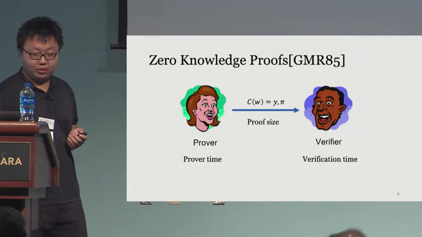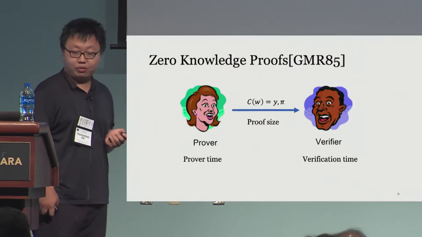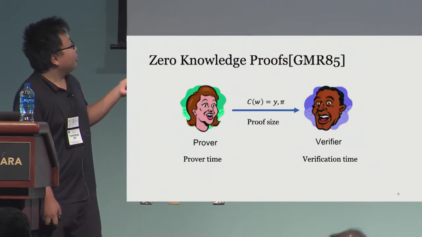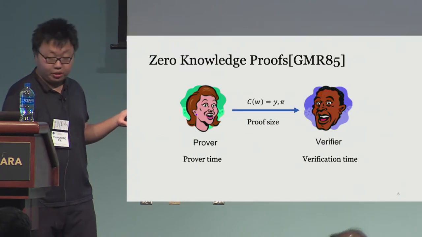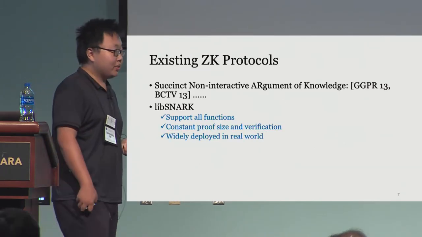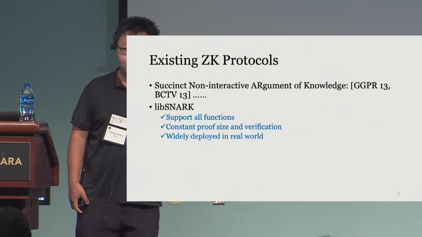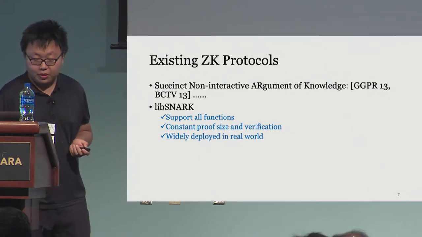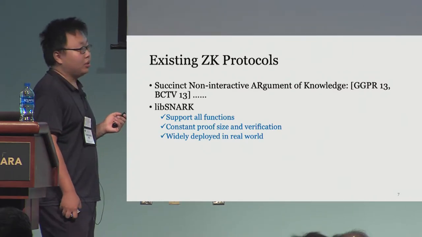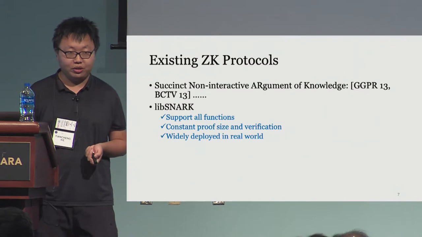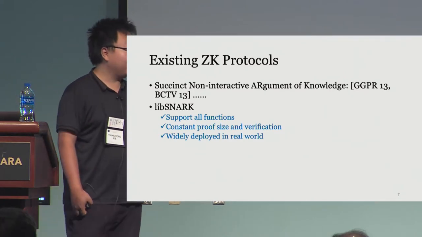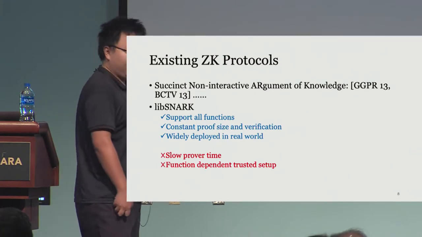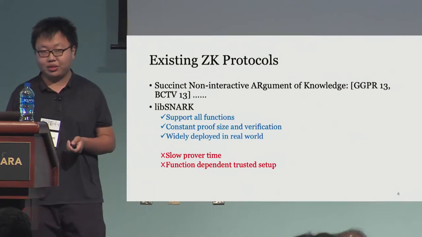There are three major criteria for zero knowledge proof protocols: prover time, proof size, and verification time. The category we are focusing on is protocols with succinct proof size and fast verification time. There are many existing zero knowledge protocols that satisfy these properties. The most widely used one is SNARK, and their implementation, libSNARK. libSNARK supports all kinds of functions, and it has constant proof size and constant verification time. They are even widely deployed in the real world, such as Zcash. However, they are slow in proving, and they have a function-dependent trusted setup.